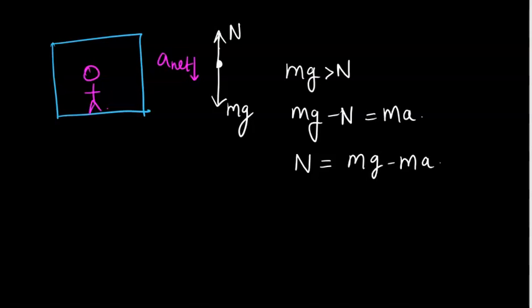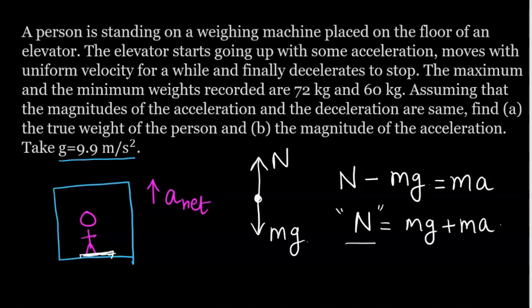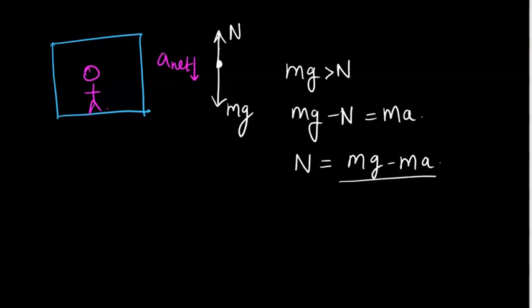Now see, while accelerating downwards, the weight shown is mg minus ma, but while accelerating upwards, the weight shown is mg plus ma. So let us write this as N dash, to distinguish it from the previous case. So N dash is mg minus ma.